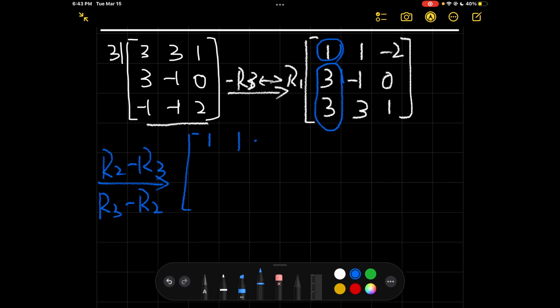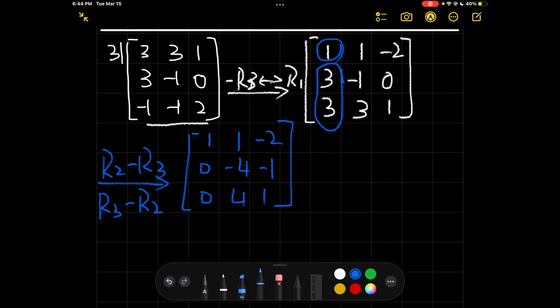So 1, 1, -2, and now 3 minus 3 is 0. -1 minus 3 is -4. 0 minus 1 is -1. And for row 3 minus row 2, we have 0, 3 minus -1 is 4, and now 1 minus 0 is 1. Oh, so it's different for the second row and third row.